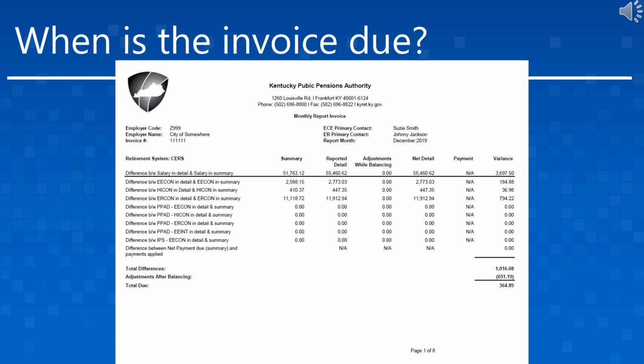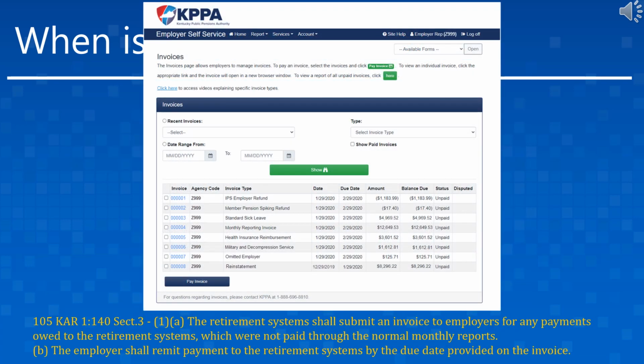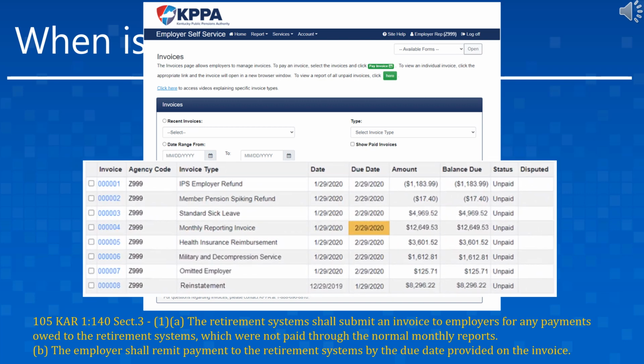Once the invoice is issued, the agency has 30 days from the date of creation to pay the invoice. The due date for this invoice is shown on the invoice screen in Employer Self-Service. It is not located on the invoice itself.